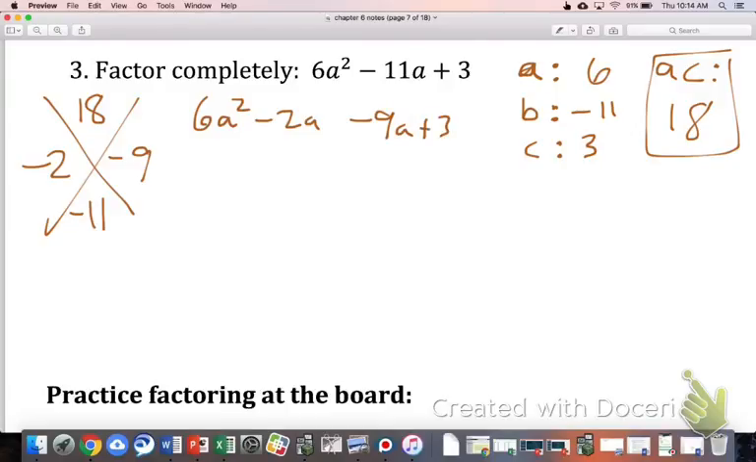So this particular one has a little bit of a trick to it. I don't know if it's a trick. You just want to be really careful. Do you guys remember what the next step is after you split that B up? After you split the B, what do you do? I remember. You group. Yep, you group the first two, and you group the second two. So I've grouped the first two terms. I've grouped the second two terms.